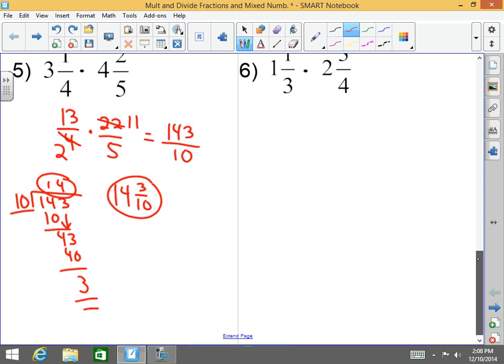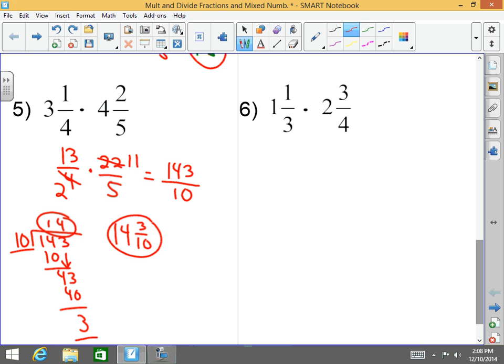Last but not least for multiplying. 3 times 1 is 3 plus 1 is 4 thirds times 4 times 2 is 8 plus 3 is 11 fourths. Can I cross reduce anything here? The 4, good man. 4 goes into 4 one time. 4 goes into 4 one time.